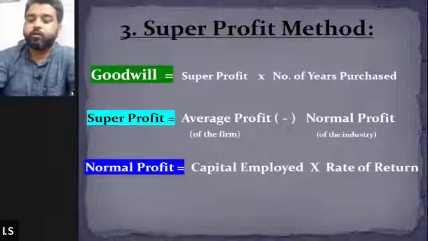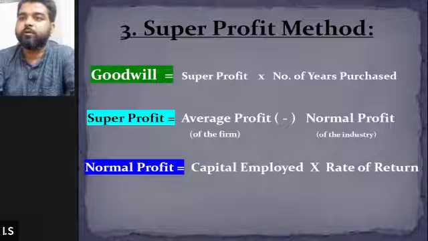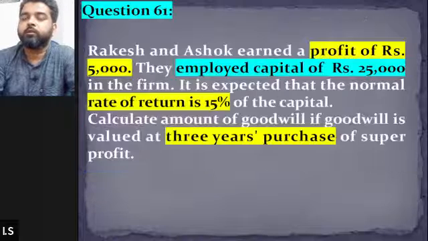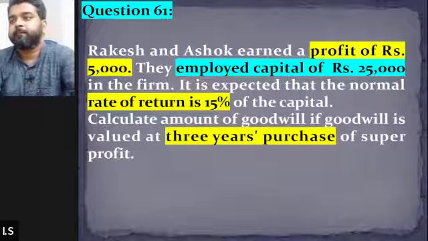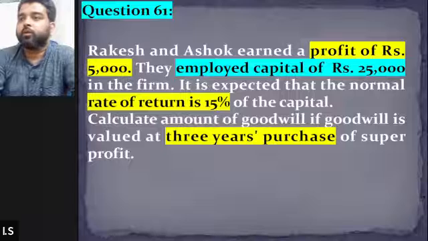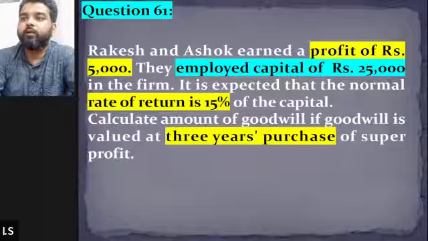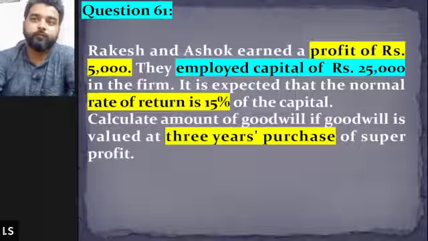All right, everyone. So let's do a small question based on the super profit method quickly. Question number 61. Rakesh and Ashok earned a profit of rupees 5,000. They employed capital of rupees 25,000 in the firm. It is expected that the normal rate of return is 15% of the capital. Calculate the amount of goodwill if the goodwill is valued at 3 years purchase of the super profit.